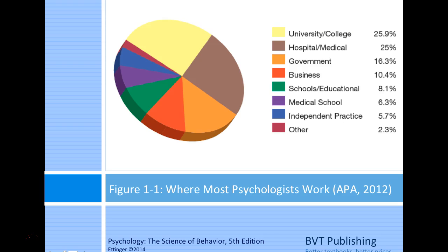And then here's just a really good, interesting diagram to look at. This is also in your textbook, but this is a good figure about where most psychologists work. And this is from the APA in 2012. So as you can see, a great deal of psychologists work in university, college, and hospital medical settings.